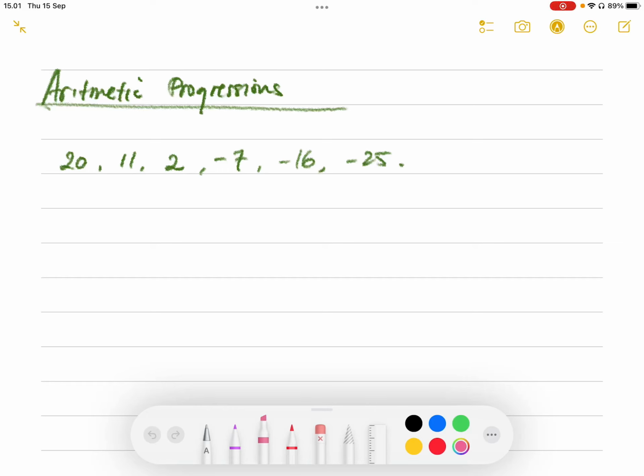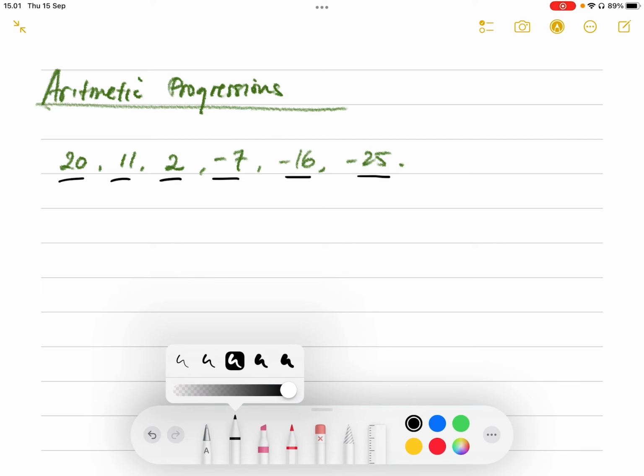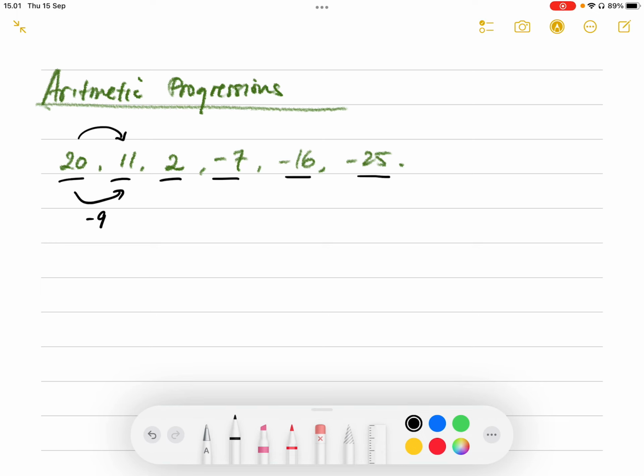Hello guys, now we continue with our second part of arithmetic progressions. As we have learned before, let's have a quick review. So, 20, 11, 2, negative 7, negative 16, negative 25. If you look here, there's a certain rule that applies to this number series, which is that it keeps reducing by 9. So we can conclude that the difference is negative 9.